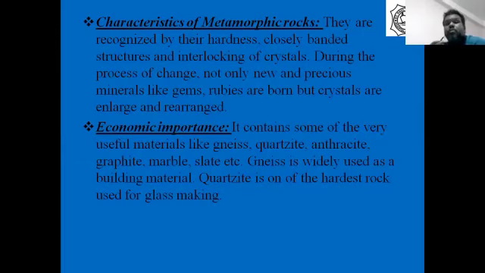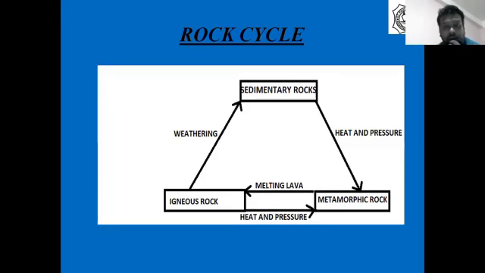Now, economic importance of metamorphic rock. It contains some very useful materials like gneiss, quartzite, anthracite, graphite, marble, slate, etc. Gneiss is widely used as a building material. Quartzite, one of the hardest rocks, is used for glass making. So this is all about the economic importance of metamorphic rock.